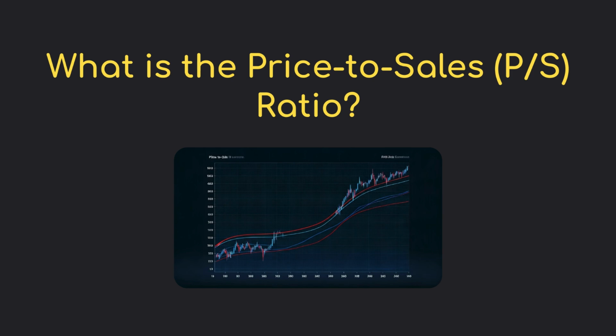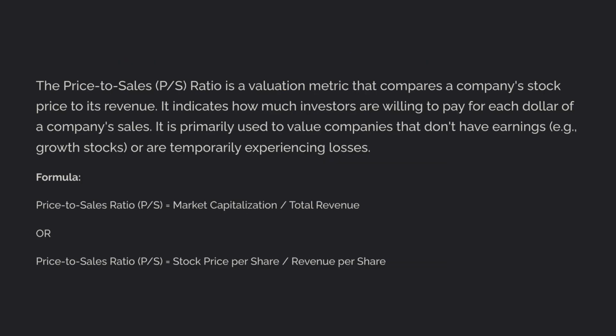Okay, let's break down how to calculate the price to sales (PS) ratio and analyze its meaning with an example. What is the price to sales PS ratio? The price to sales PS ratio is a valuation metric that compares a company's stock price to its revenue. It indicates how much investors are willing to pay for each dollar of a company's sales. It is primarily used to value companies that don't have earnings, e.g., growth stocks, or are temporarily experiencing losses.